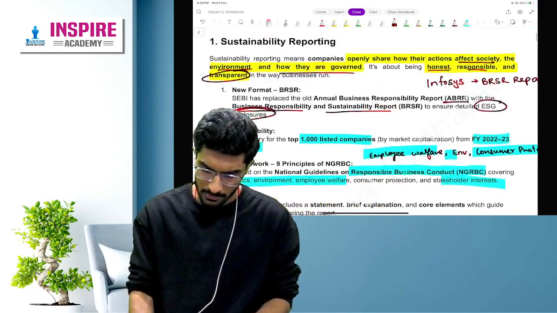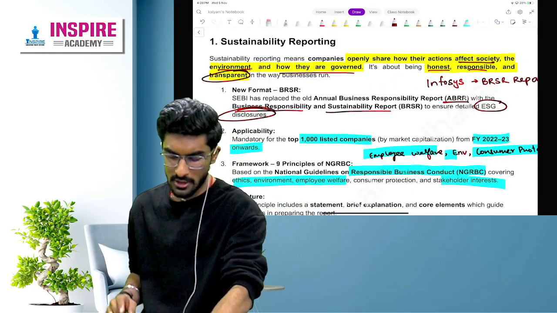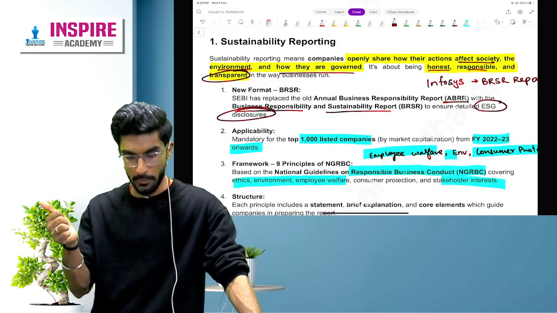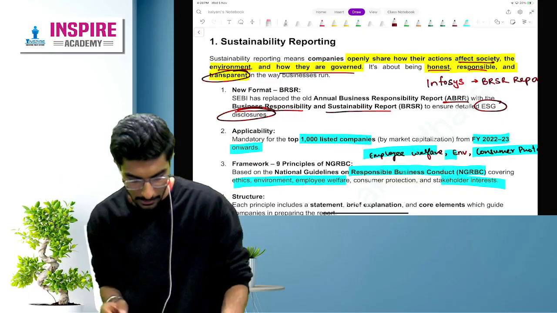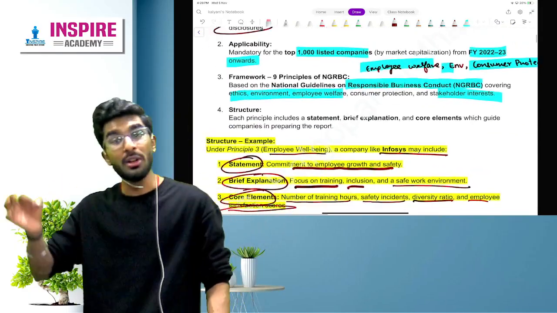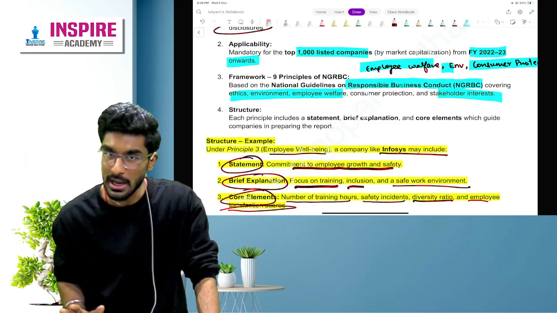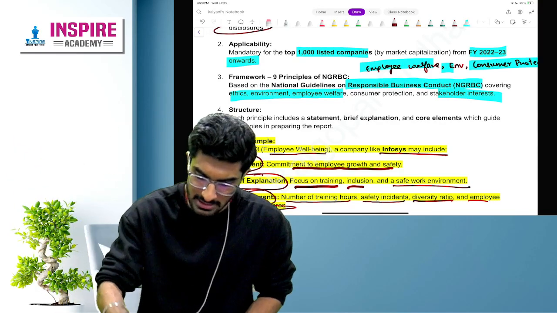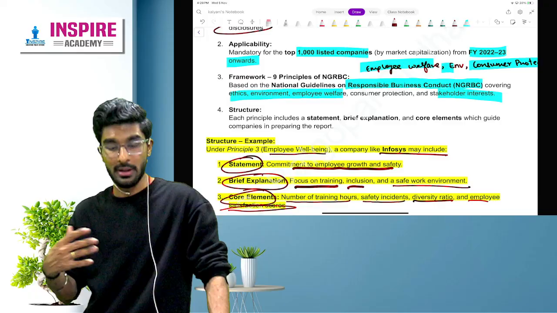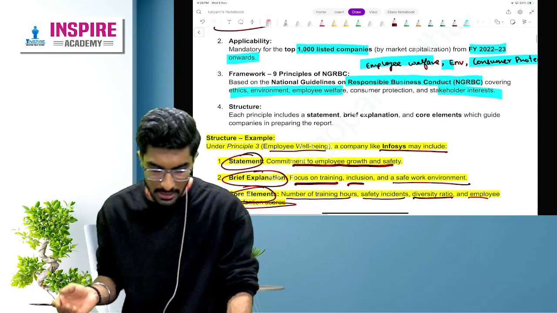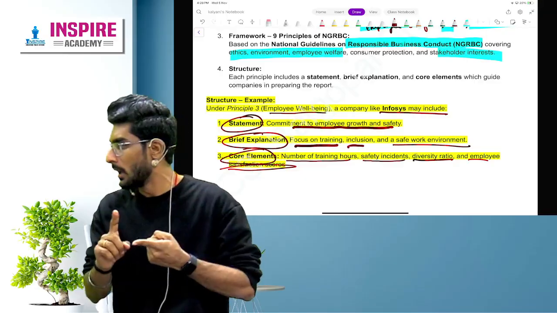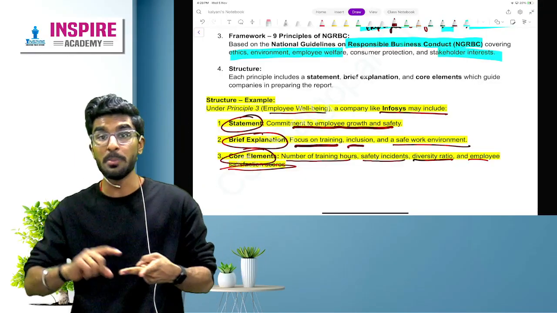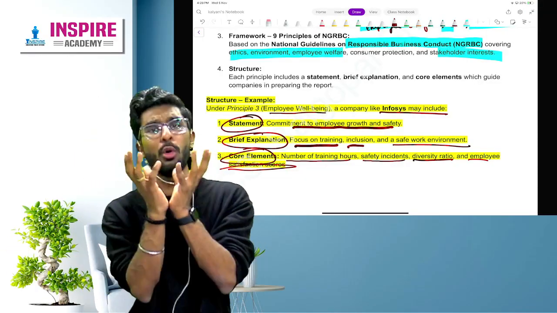Quickly, let's revise. So number 1 is, people, what is the format? BRSR report format. Number 2 is applicability: 1000 top listed companies. Number 3 is it focuses on 9 principles of NGRBC. What is the full form of NGRBC? National Guidelines on Responsible Business Conduct. And then, people, what is the structure? Every principle is divided into 3 parts. Number 1 is statement, number 2 is brief explanation, and number 3 is the core element.